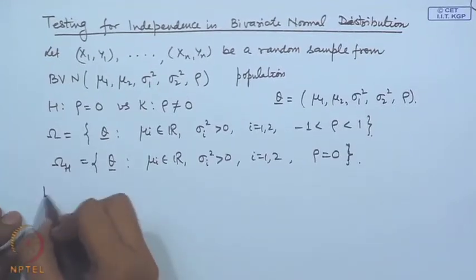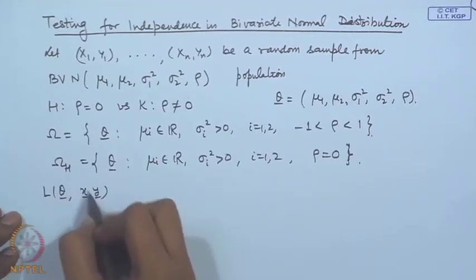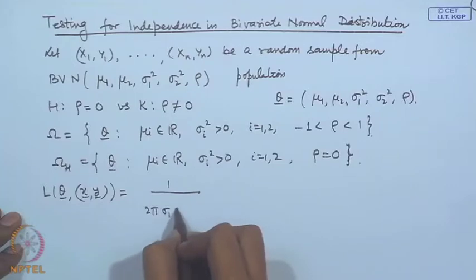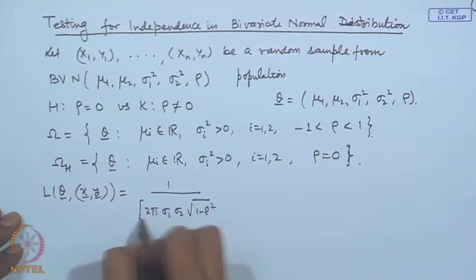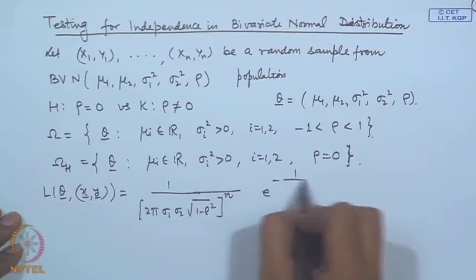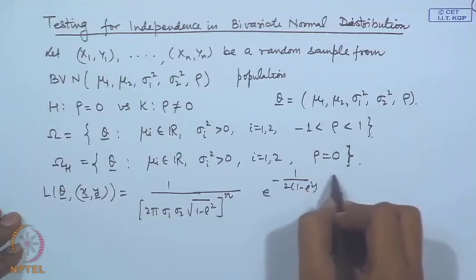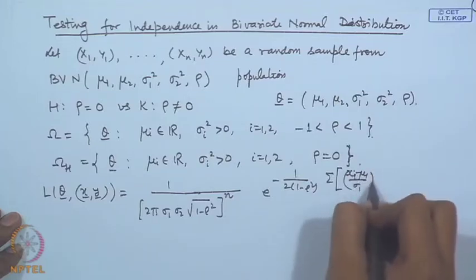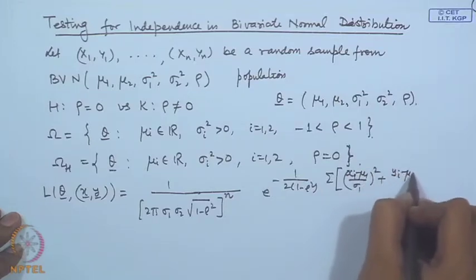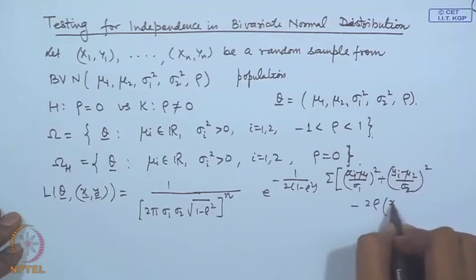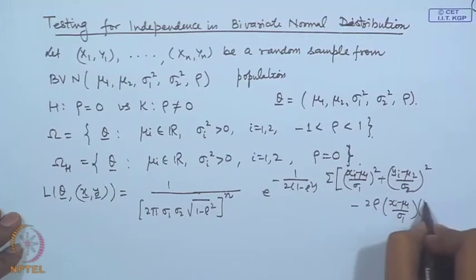So, the likelihood function here is equal to (1 by 2 pi sigma 1 sigma 2 root 1 minus rho square) to the power n, e to the power minus 1 by 2 (1 minus rho square) sigma [(x i minus mu 1) by sigma 1] square plus [(y i minus mu 2) by sigma 2] square minus 2 rho (x i minus mu 1) by sigma 1 (y i minus mu 2) by sigma 2.